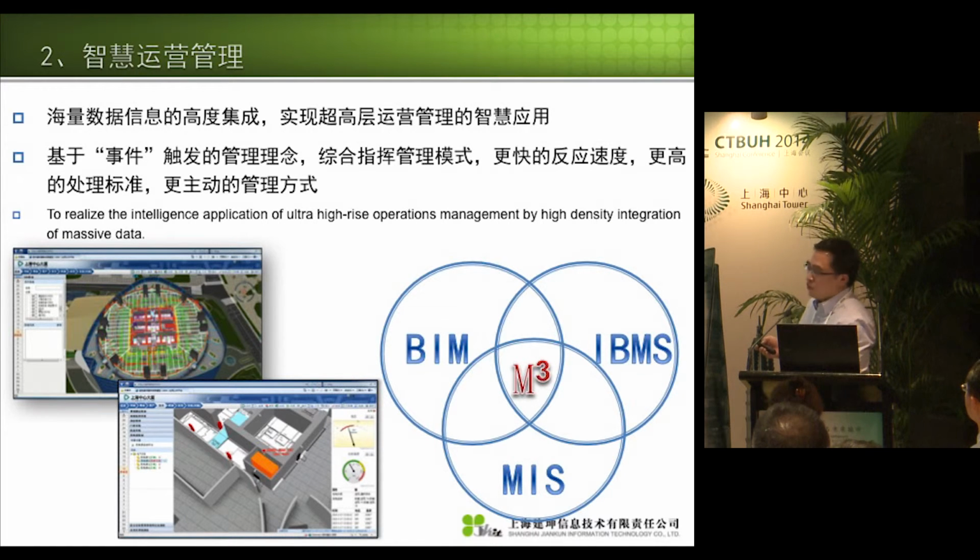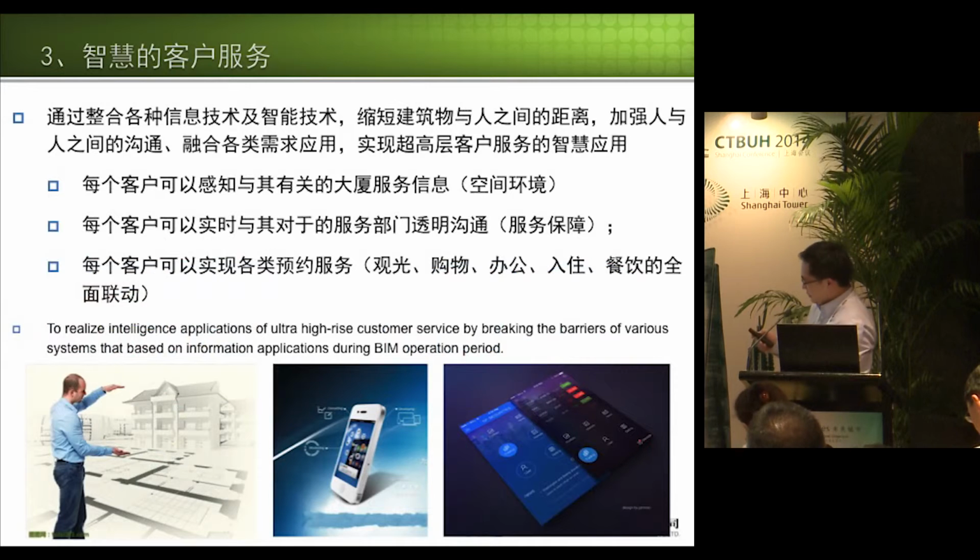And then it is the intelligent operation management. So the management philosophy is based on the event triggering system, and we would like to have a holistic management mode in order to speed up our response. And we have also raised the bar of treatment. We would like to take a more proactive management approach, and we have integrated BIM, IBMS, and also MIS systems.